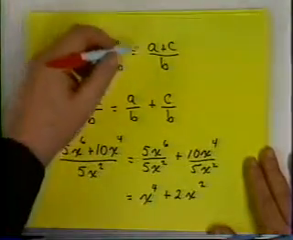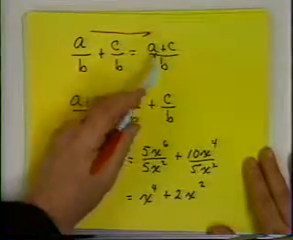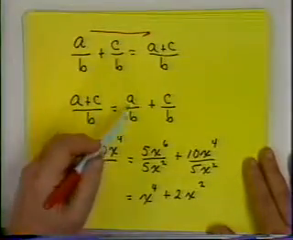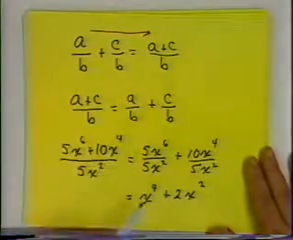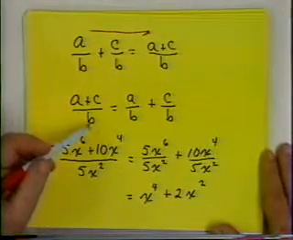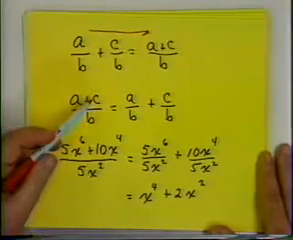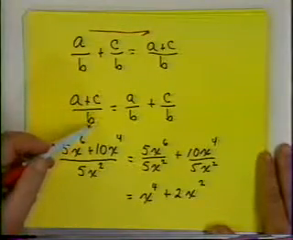Now, instead of reading this from left to right, let's read it from right to left. It says what? A plus c over b is a over b plus c over b. In other words, when you have the sum of 2 numbers over 1 number, it's the first upstairs number over the denominator plus the second upstairs number over the denominator.